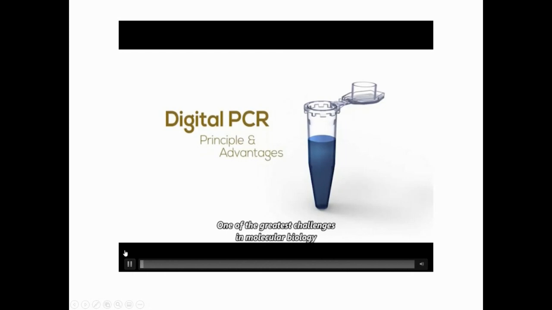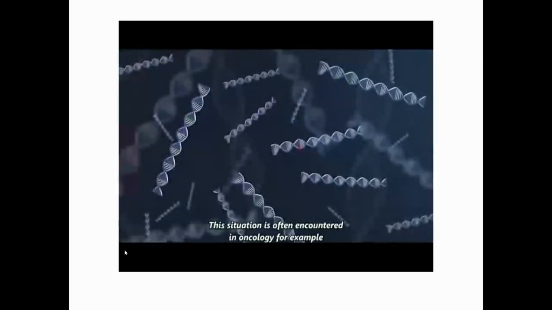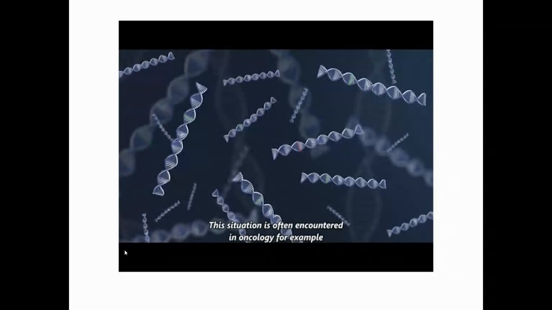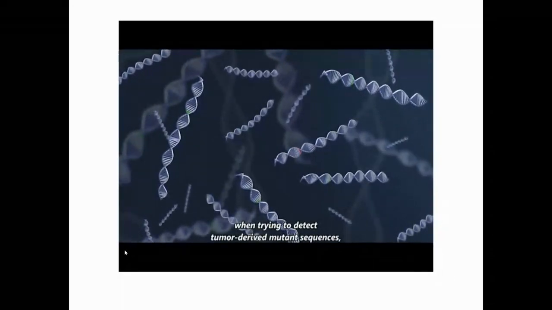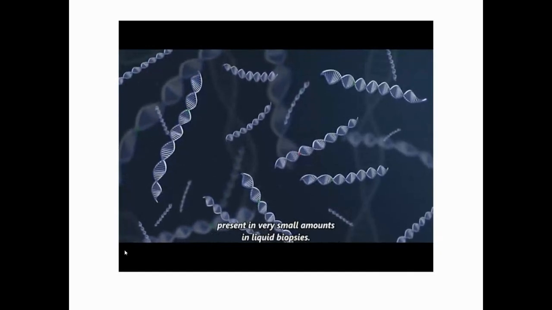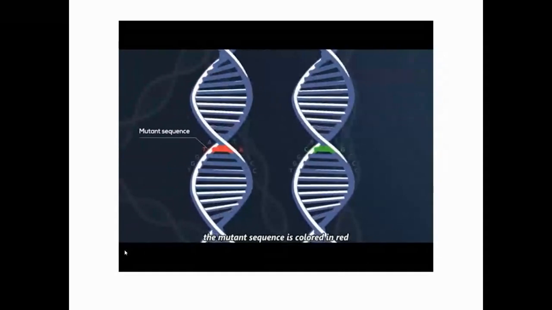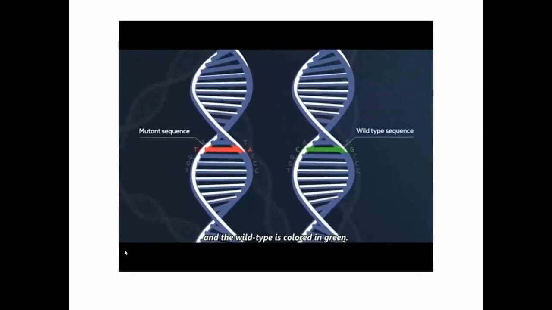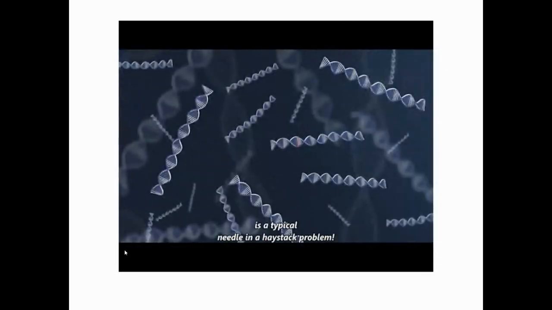One of the greatest challenges in molecular biology is the detection of a rare allele or mutant sequence lost in a dense background of wild-type sequences. This situation is often encountered in oncology, for example, when trying to detect tumor-derived mutant sequences present in very small amounts in liquid biopsies. In this animation, the mutant sequence is colored in red, and the wild type is colored in green. Finding the mutant sequence is a typical needle in a haystack problem.